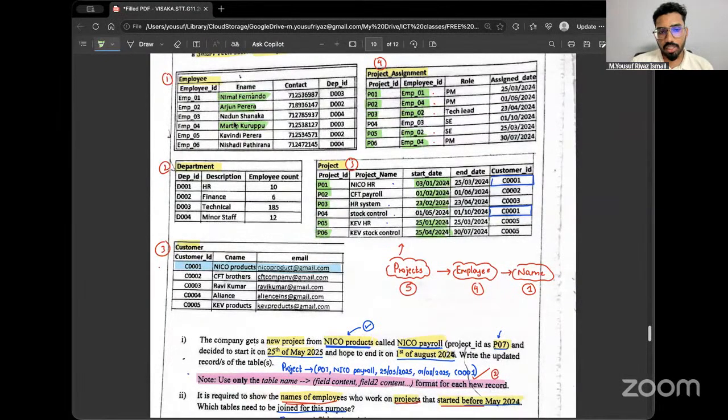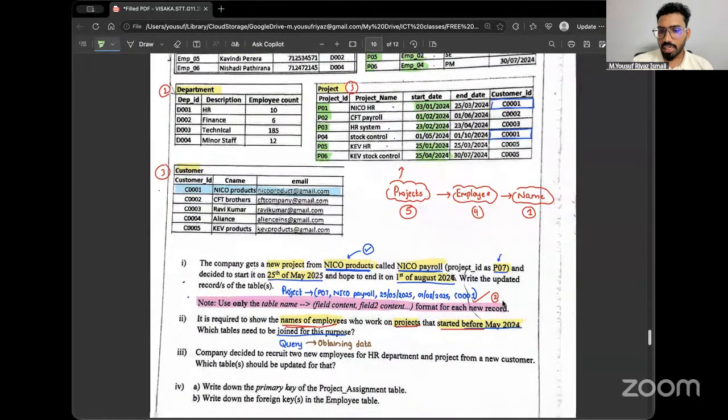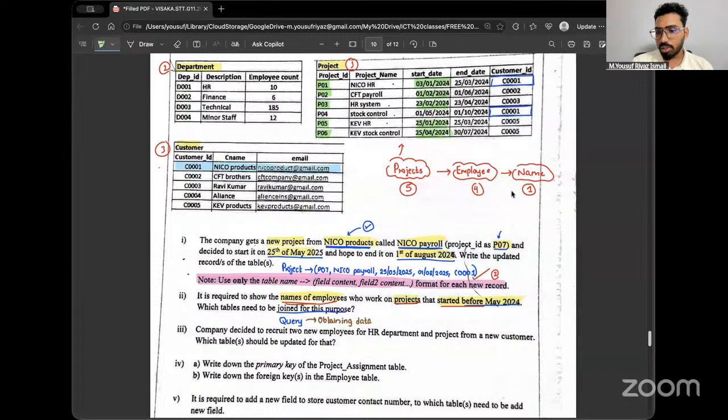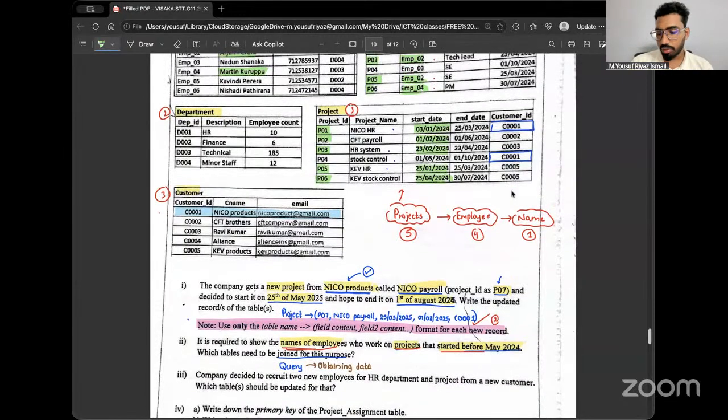So for you to figure out these answers, first of all, you have to go for the project table. Figure out what are the projects that started before May. Then go for the assignment table, see who are the people who are working, and then find their names. So technically, these are the three tables you have to go through. Is that clear, all of you?